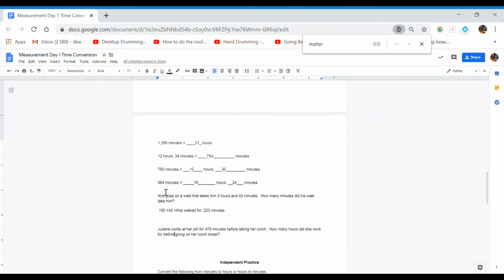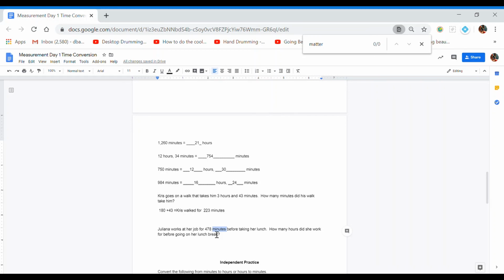Juliana works at her job 478 minutes before taking her lunch. How many hours did she work before going on her lunch break? Minutes to hours. It's just asking about that. Looking in there, I see hours did she work here, and minutes are here. You've got to find those units in the word problems. From now on, when you see units in a word problem, just underline them to keep track of whether or not you have the same units, because that's your clue. If you have different kinds of units, you better make them the same. So they're different. Let's change them up.